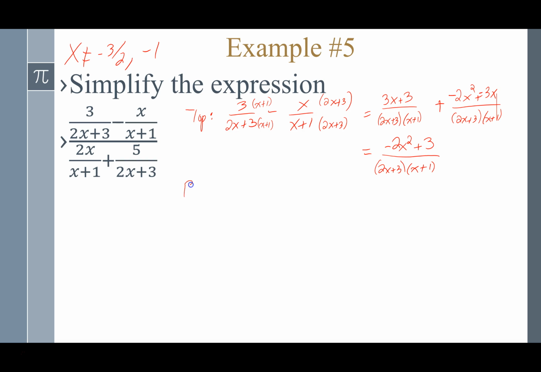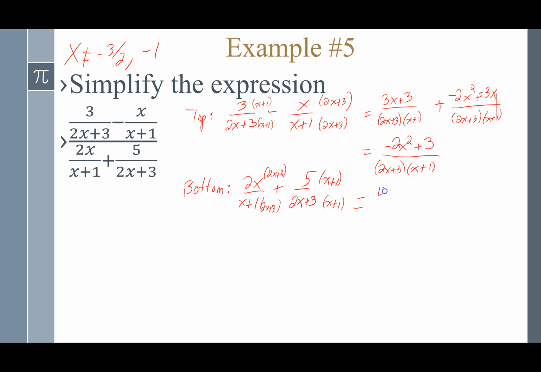Alright, then we have the bottom. So we have the 2x over (x + 1) plus 5 over (2x + 3). Well, again, we'll multiply the left fraction by the (2x + 3). Multiply the right fraction by (x + 1). Just have a whole bunch of fraction problems going on here. Isn't this beautiful? Isn't this wonderful? Math is amazing.